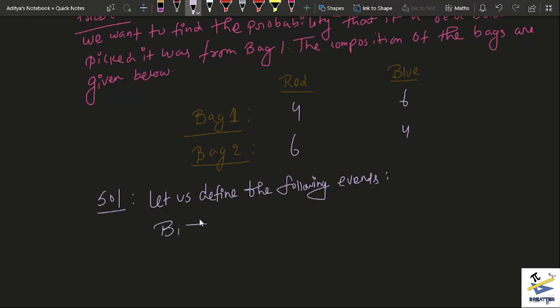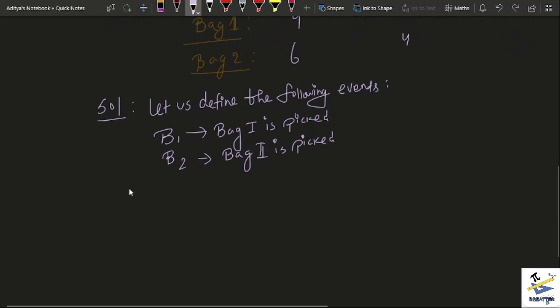So B1 would refer to bag 1 is picked, B2 would refer to bag 2 is picked, and R will refer to a red ball, that is, a red ball has been picked, and B will refer to a blue ball has been picked.